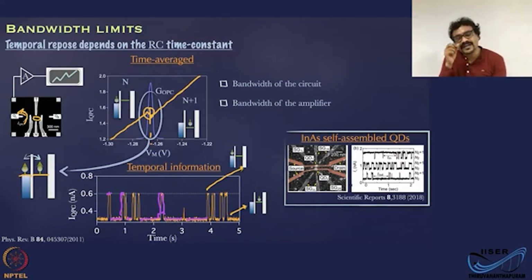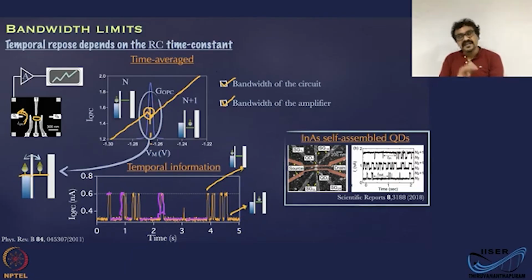But now when we talk about real time, what is the time scale we talk about? The time scale in this case is dictated by, one, the bandwidth of the circuit here, and second, the bandwidth of the amplifier. When I say amplifier, there are two amplifiers here. The quantum point contact itself is an amplifier, because it amplifies a very minute tunneling event into a large difference in the conductance or current.